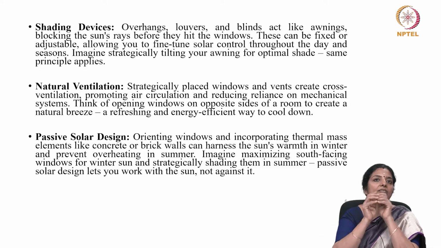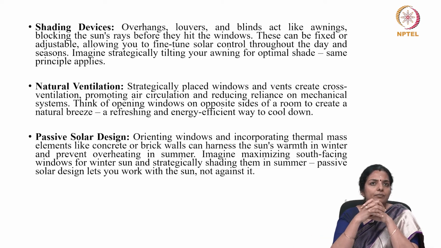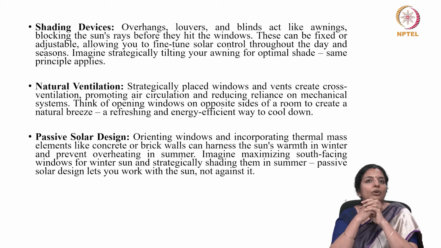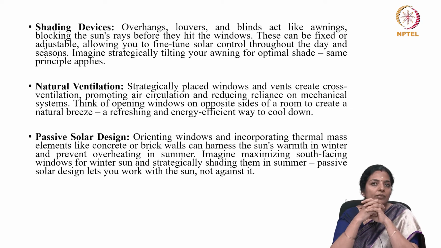Appropriate use of shading devices is very important. What we do is use shading devices in the form of sunshades, which are horizontal shading devices, vertical fins, louvers and blinds. They act like awnings blocking the solar radiation before it hits the windows. These can be fixed or adjustable, allowing you to fine-tune solar control throughout the day and through the seasons.